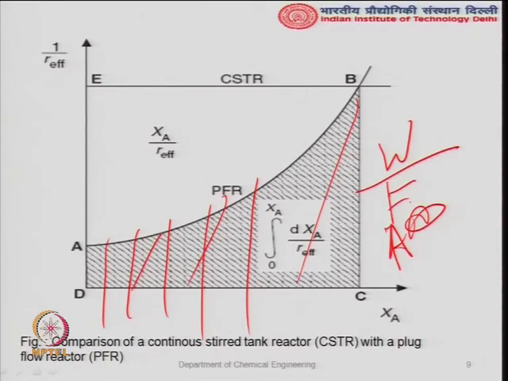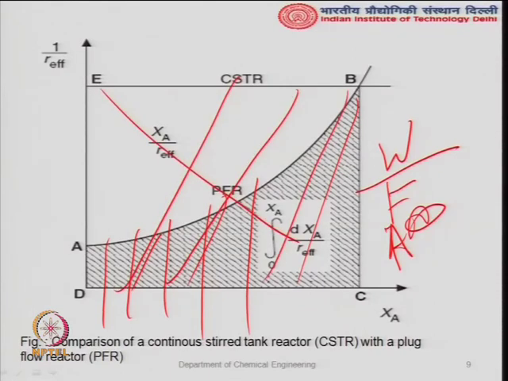For the CSTR, I told you W by F_A0 is equal to X_A upon -R_A. The area under the curve means the integral from 0 to X_A of dX upon -R_A, but when you have a CSTR, W by F_A0 is X_A upon -R_A. So X is this whole term, and R_A is this value. The area of this rectangle is your W by F_A0 when you have a CSTR.